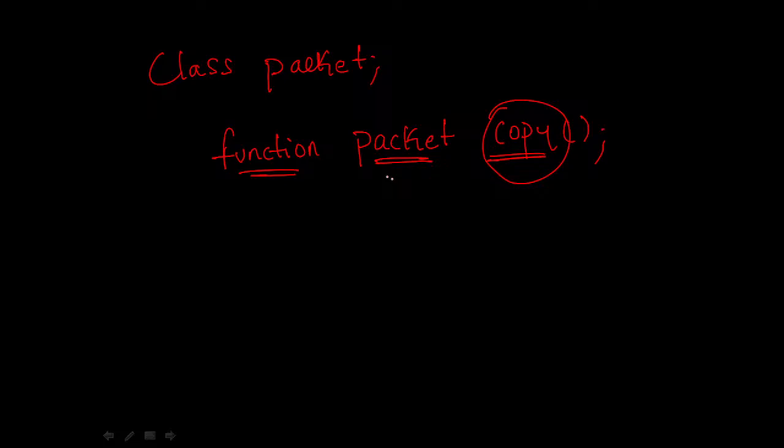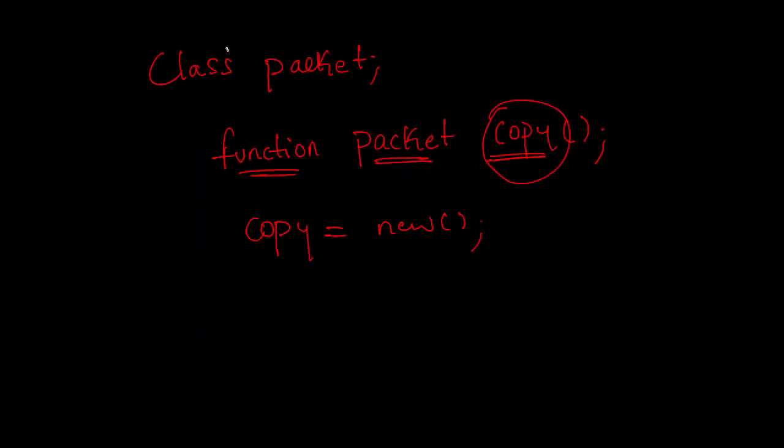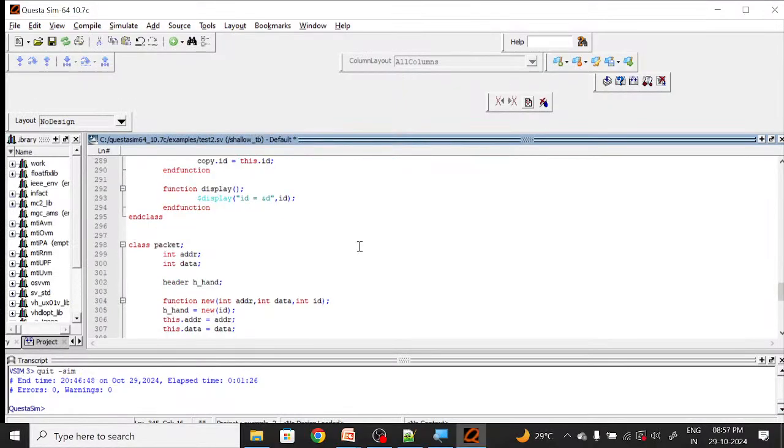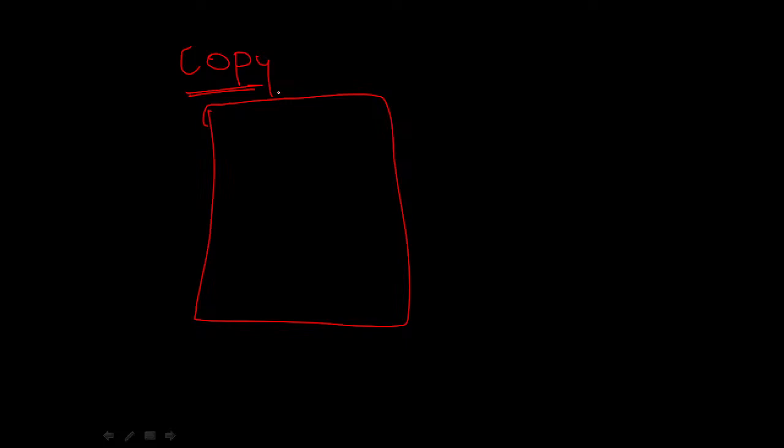So copy is equal to new. Then in the similar fashion, an object will be created for this handle copy. Okay, an object is created for this handle copy. Now this class packet has some set of properties. Those are address and data.